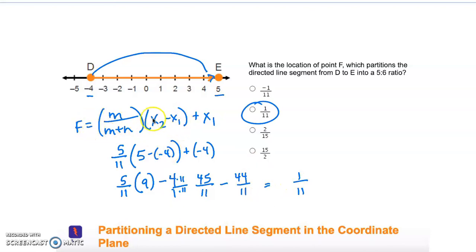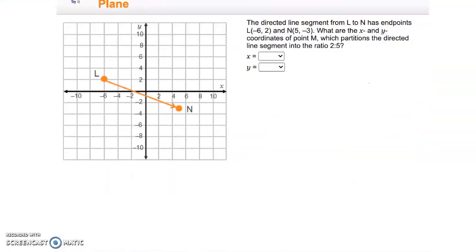So even though this formula may look confusing, it really isn't. It's taking the portion, how far you're going to go, the first part of the ratio over the total, multiplying it by the distance, and then adding it to the beginning to get where our point is.